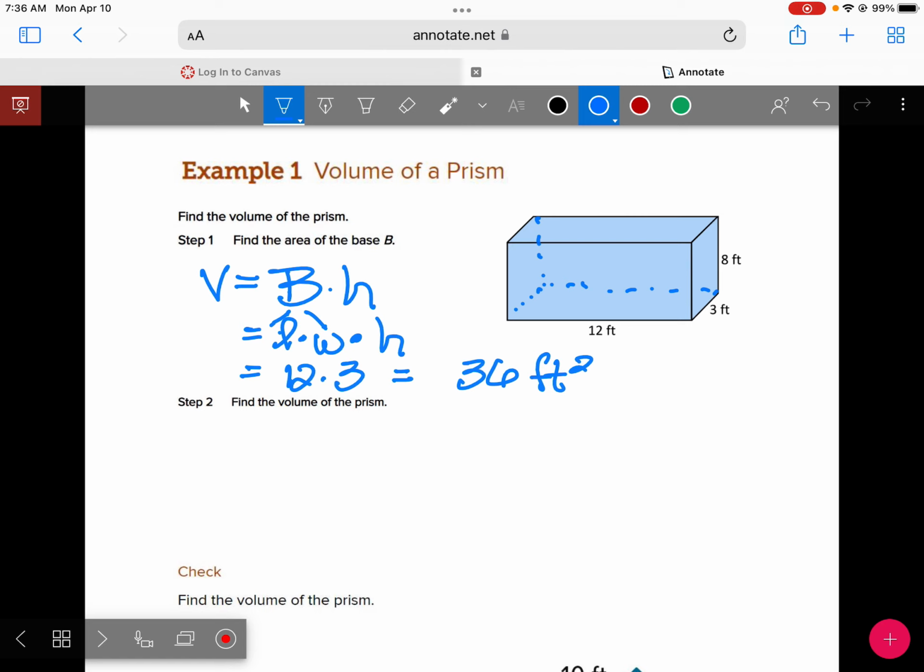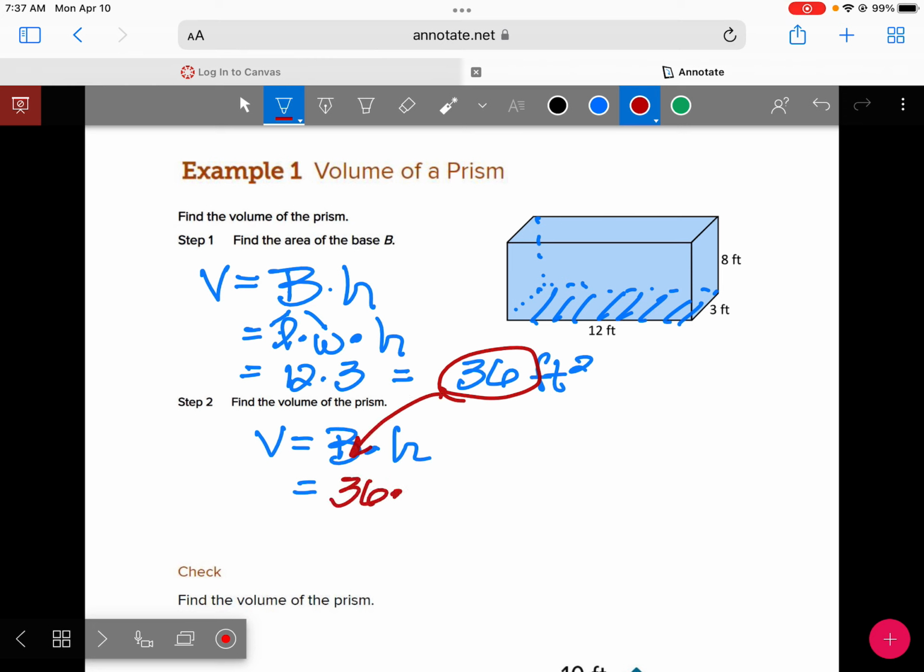All right, so the bottom here, this is what? 36 feet squared, okay? Then to find the volume, volume is area of the base times the height. We just found what our base was, so substitute that in: 36 times, what's the perpendicular height of this rectangular prism? 8. So multiply times 8.